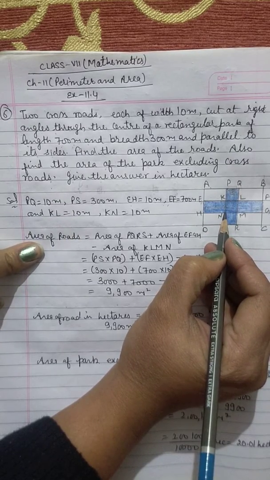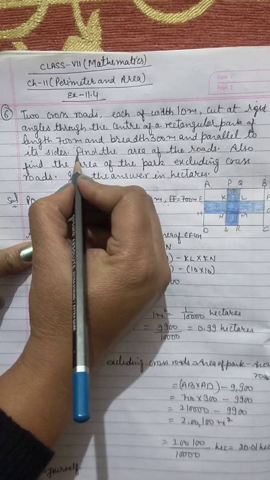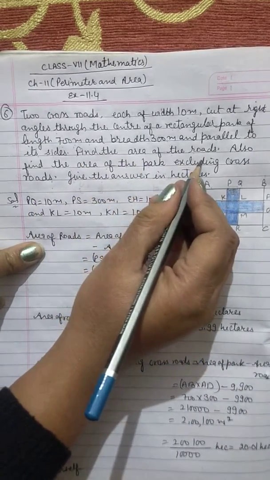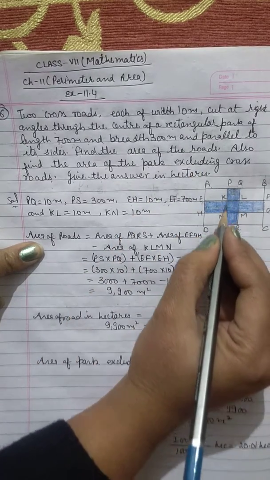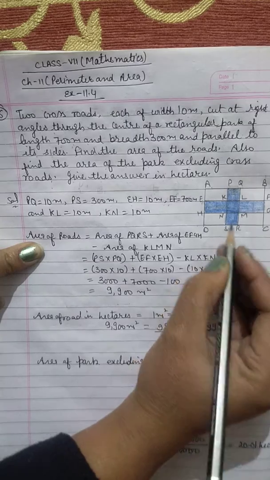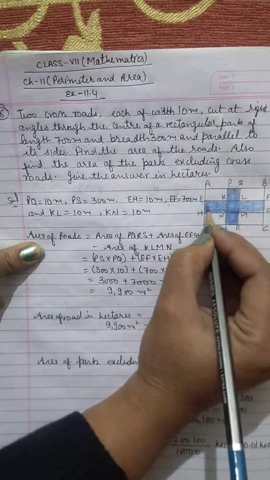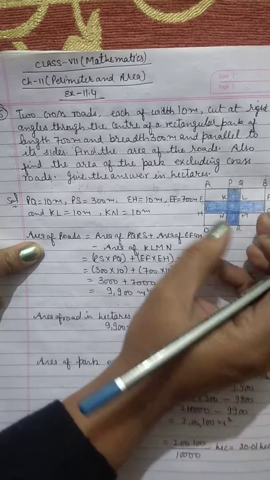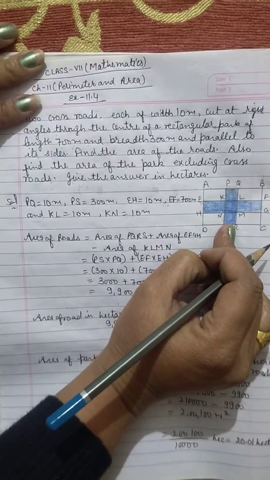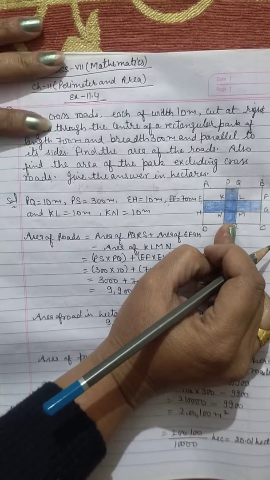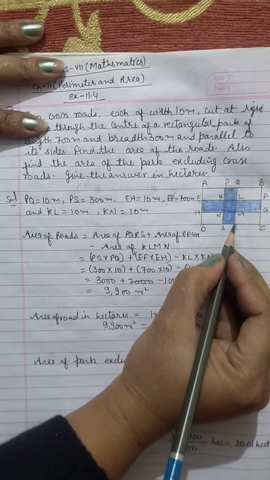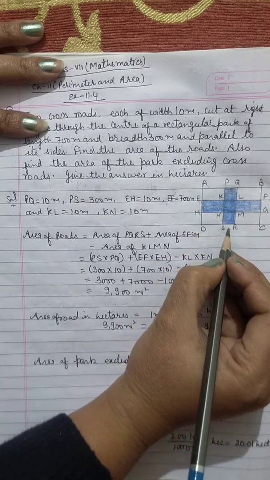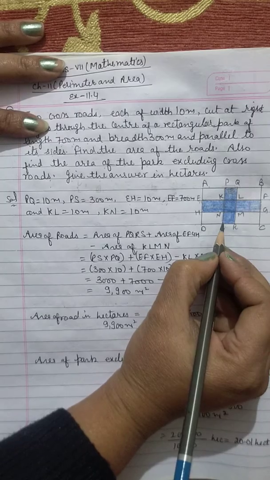Fine. So first of all, we will find out the area of the roads, because the very first point is that we have to find out the area of the roads. So how to find out? As we can see here, PQRS is representing a rectangular road and again EFGH is representing a rectangular road. So we will find out the area of these roads by using the rectangle's area formula.